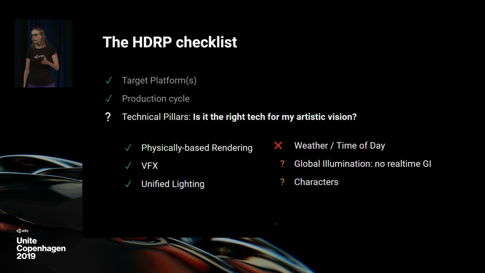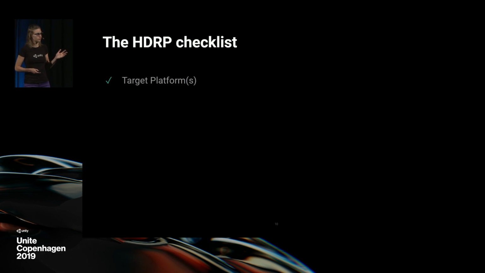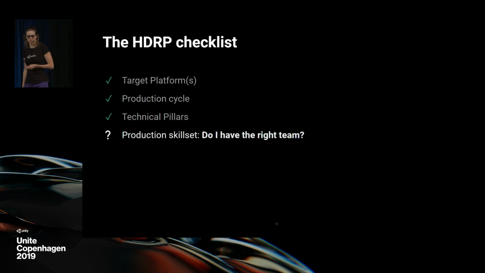Characters are a really important part of your games. We do have some shaders to help you. We have skin shaders, we have hair shaders, we have some eye shaders. If you want more than this, or to iterate on those shaders, the work is going to be done by you. And it's the same thing for the environment. We do have some support for terrain. We have some surface scattering. The rest is going to be up to you to create. So you have the right target platform, right production cycle, the right technical pillars.